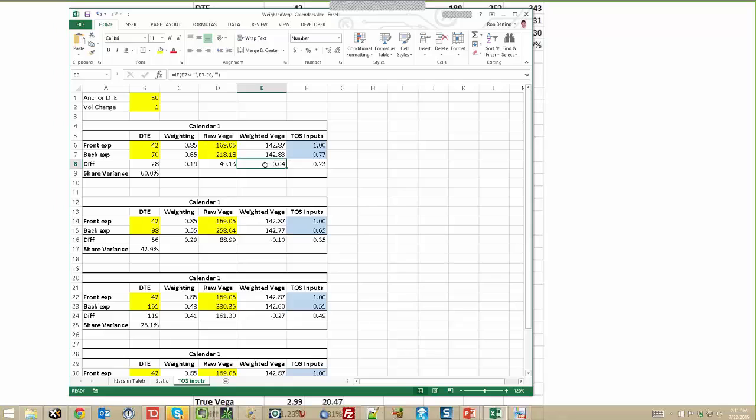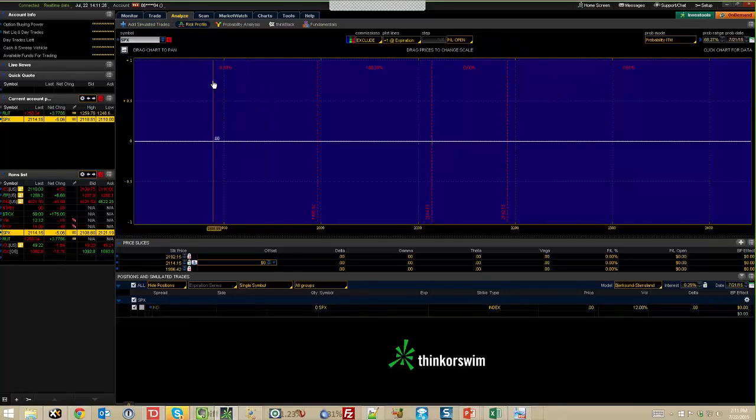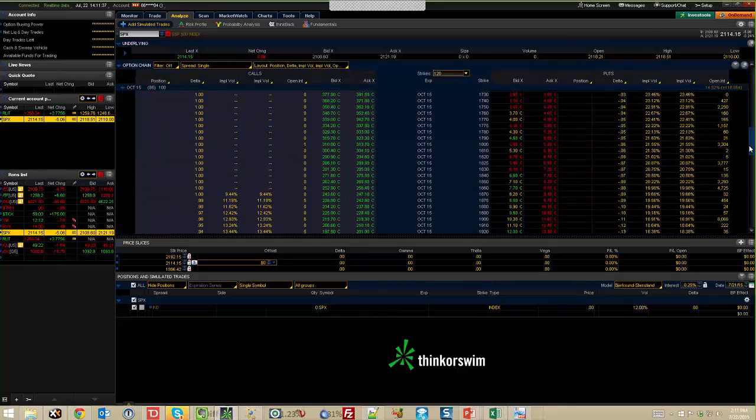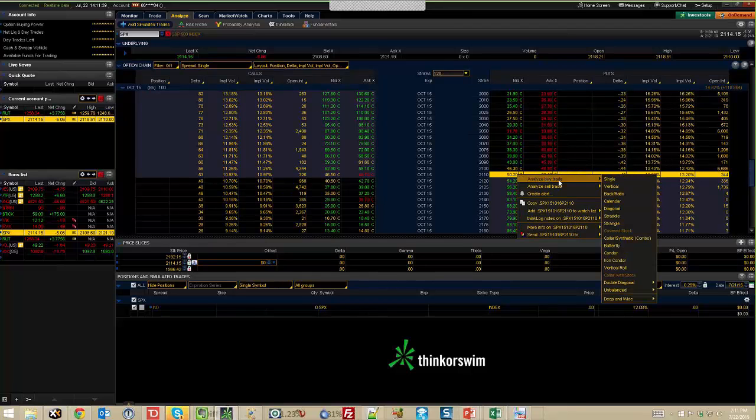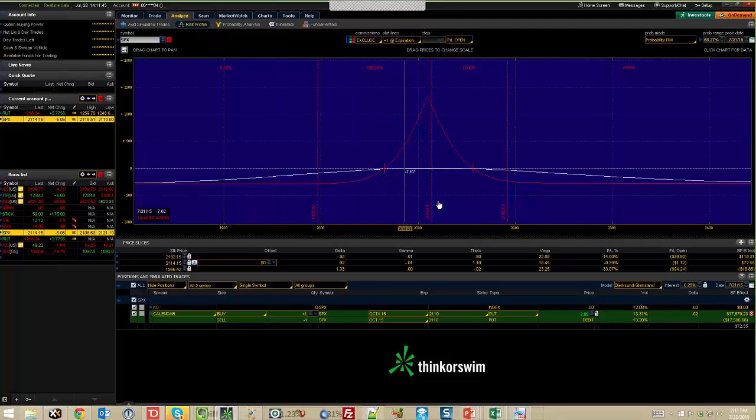Now, that's interesting, but it doesn't help you simulate stuff on TOS, right? So on TOS, if you click on that little chevron icon that allows you to change the different expirations, let me show you here. Let's go further out in time. I'm just going to pick an out-of-the-money calendar. I don't really care about the expirations for now. All right, there's my thing.